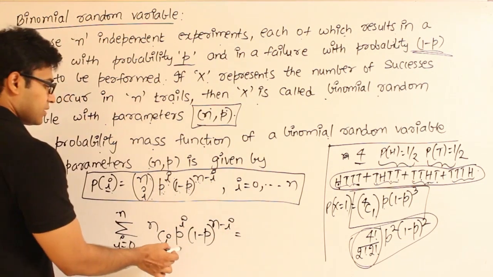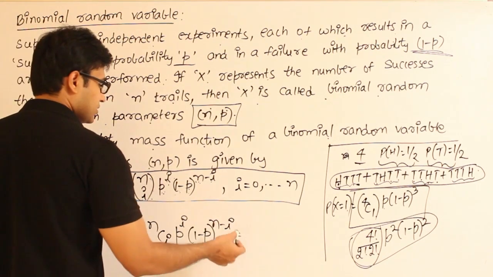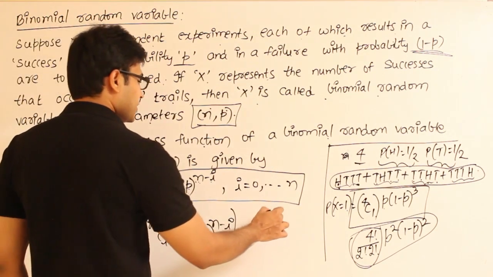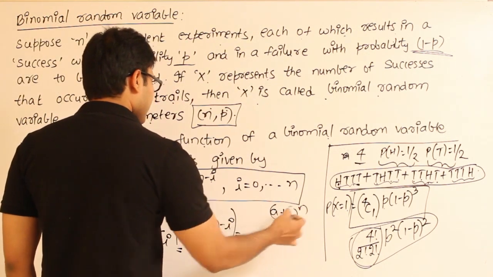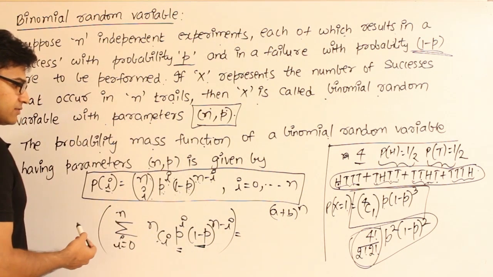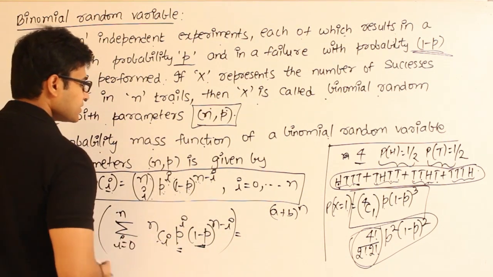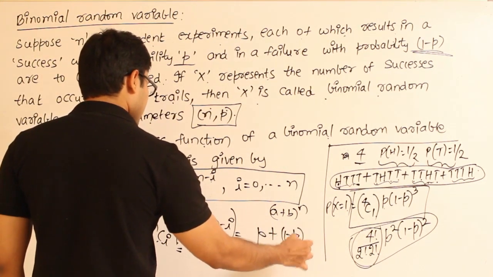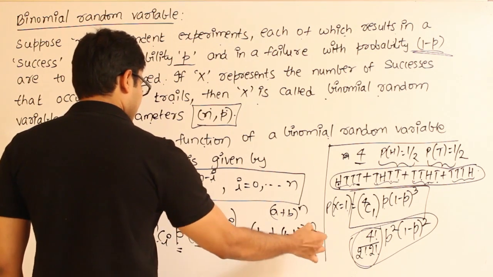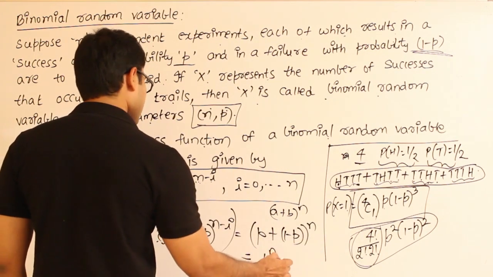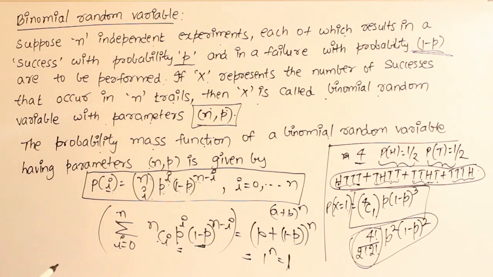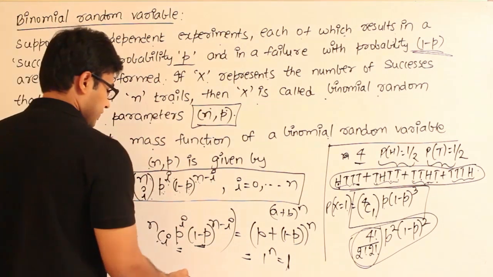So which is nothing but the formula in the binomial expansion. If you remember, (a plus b) power n, then each term is nothing but like this, isn't it? Where a is this and b is this. Therefore, you can think of it as (p plus 1 minus p) power n, which is nothing but 1 power n, which is equal to 1, right? Which means the sum of all probabilities is again going to be 1. Got it? We shall see some problems on this, you'll understand it better.